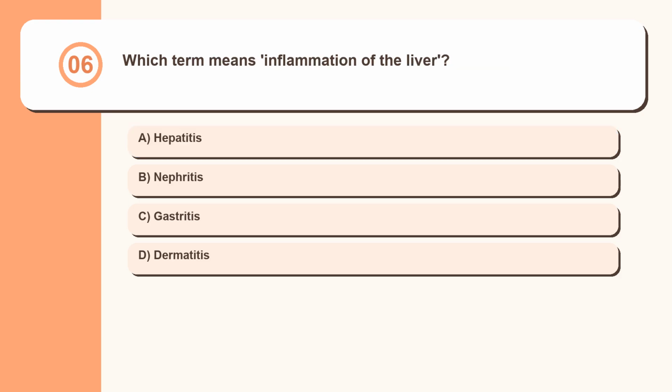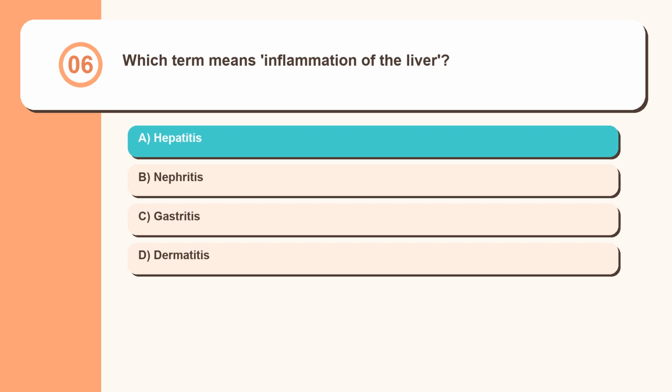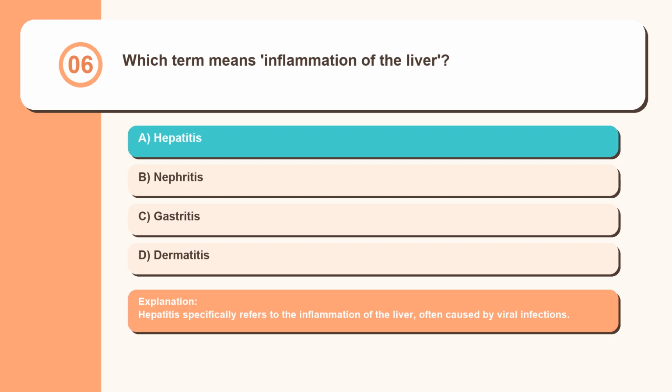Question 6. Which term means inflammation of the liver? Hepatitis, nephritis, gastritis, dermatitis. Hepatitis specifically refers to the inflammation of the liver, often caused by viral infections.